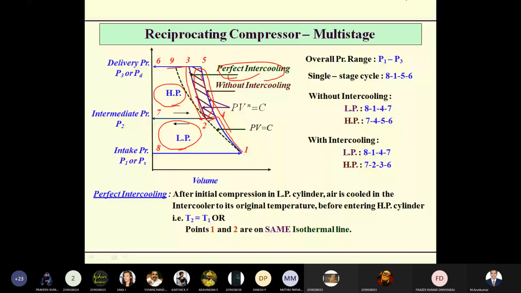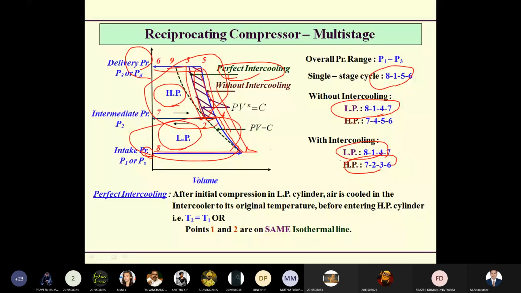Then we have the overall pressure range from P1 to P3, and we have a single stage cycle. 8156 is our single stage cycle. Without intercooling, we have low pressure, that is 8147, which will give you the low pressure, and 7456 will give you the high pressure. Then with intercooling, 8147 again is low pressure, and 7236 is the high pressure, so you can differentiate them. Just go through the PV diagram, then you can compare.